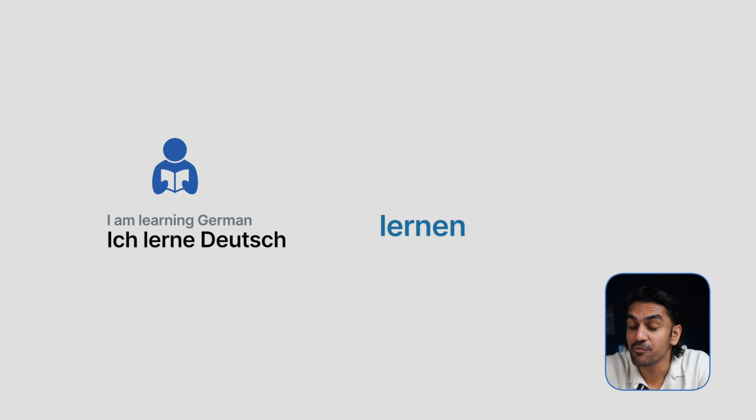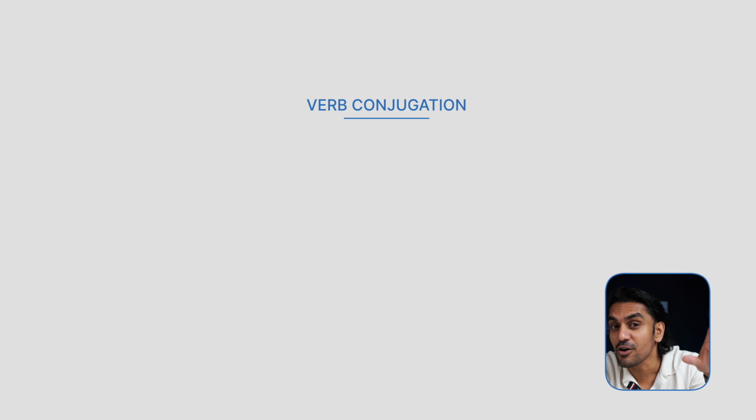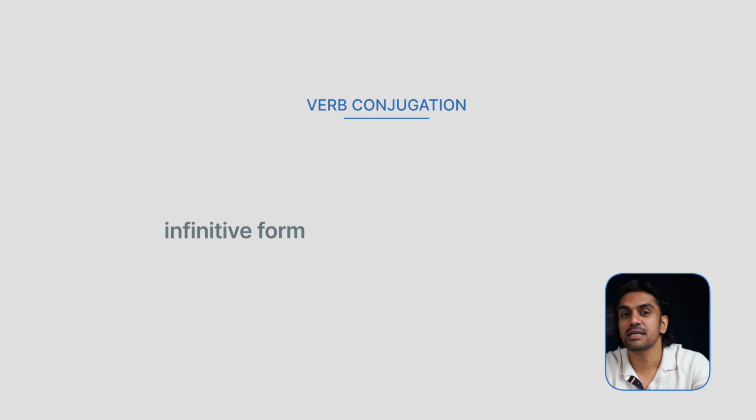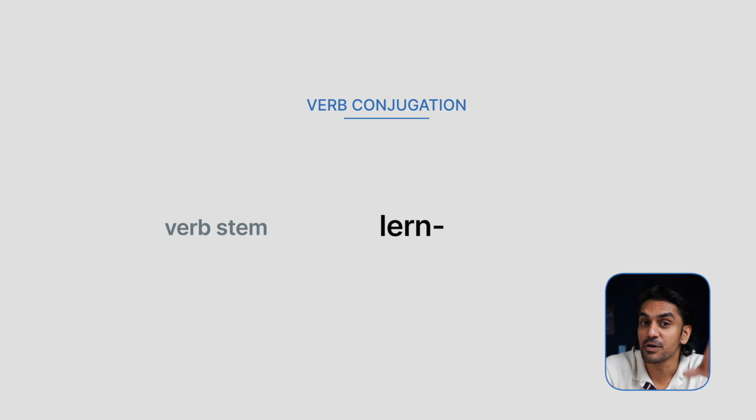But here is something interesting. Even though the basic verb is lernen, we didn't say ich lernen Deutsch, right? We said ich lerne Deutsch. Why? Because in German, the verb form changes depending on the subject. This is what's called verb conjugation. And there is a method to find the correct conjugated form of the verb. You start with the infinitive form, which usually ends in en or n, like lernen. Then remove en to get the verb stem, lern, and add different endings to this depending on who is doing the action. Now let's check this with an example.